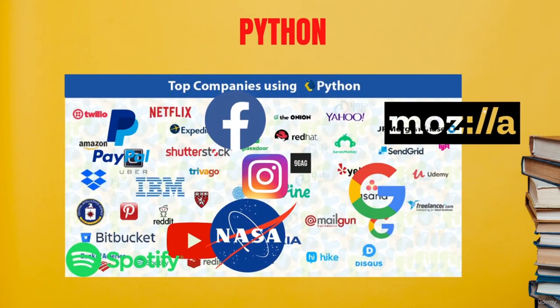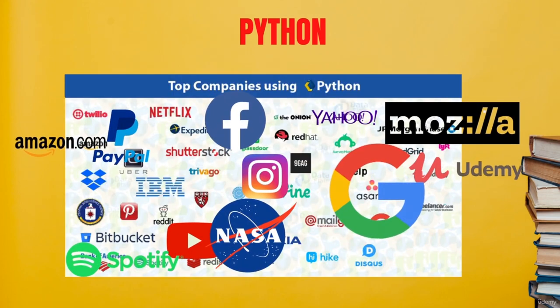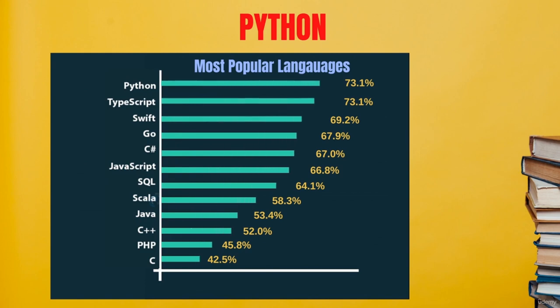These are the major league companies that use Python in their system. As you can see, you can land your dream job at any of these companies by just learning Python. It's also the most popular language by far.